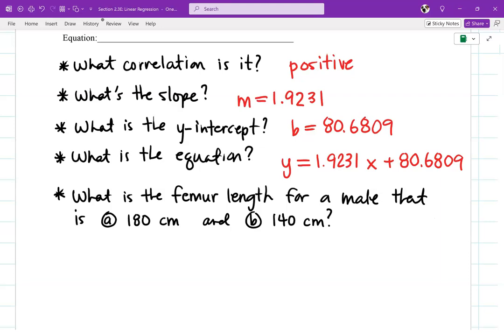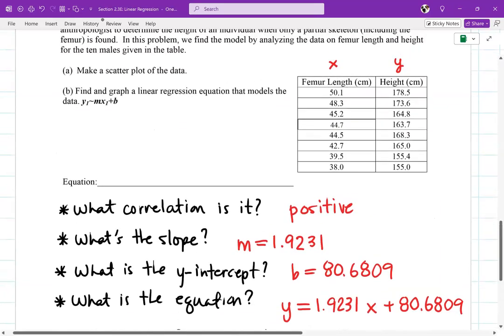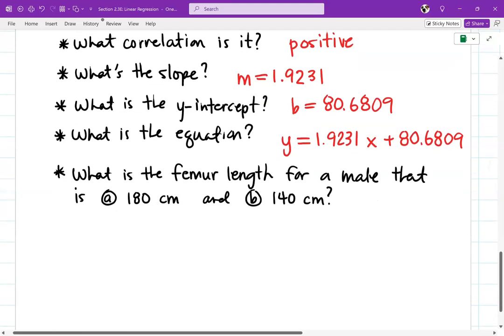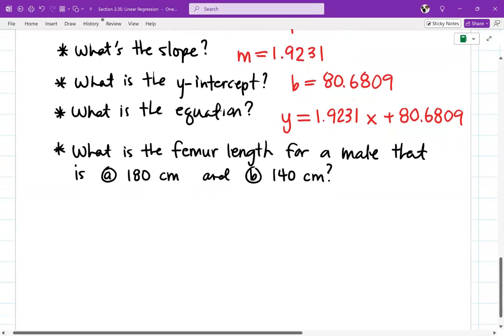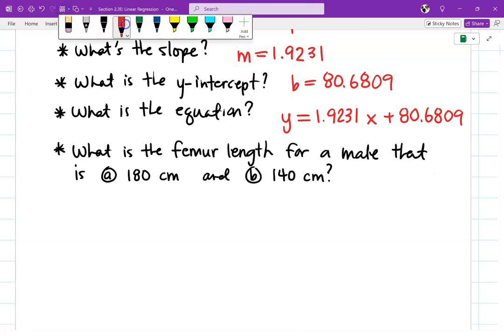When they ask me for the femur length, what letter are they talking about? X or Y? X, right? They're asking me for X. We labeled that on our little chart, right? That's our X value. The femur length is X. So they want me to solve for X, knowing the height. Well, the height is Y. So here we go for part A.